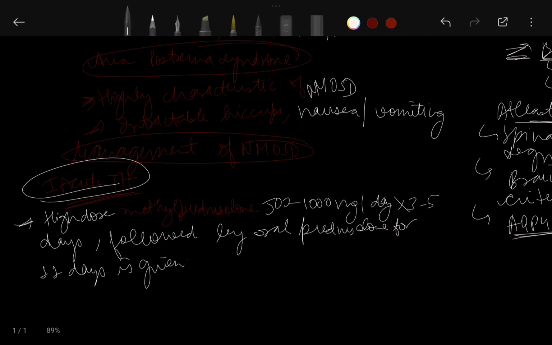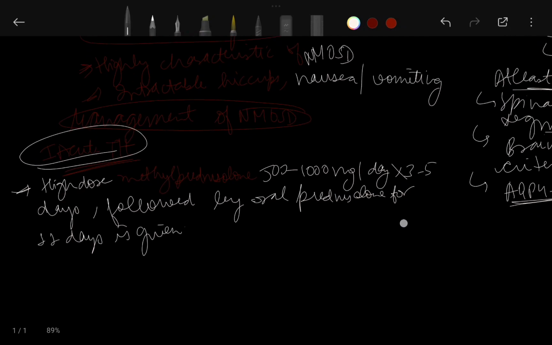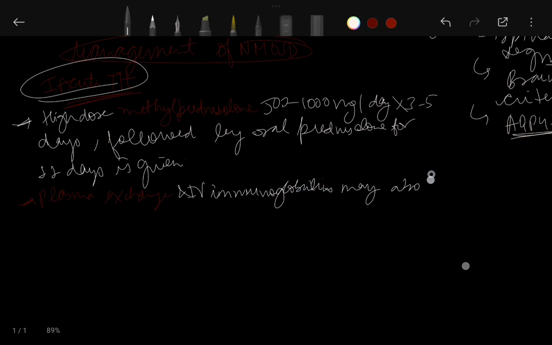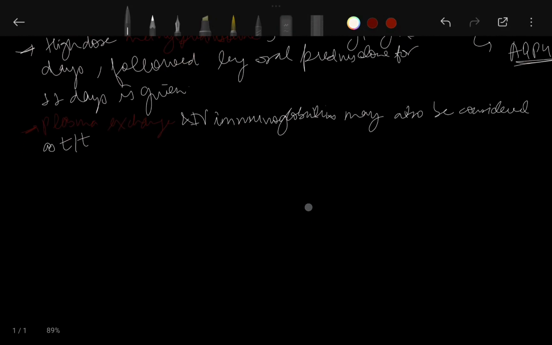High dose methylprednisolone is the acute treatment of NMOSD. It must be taken for 3 to 5 days, followed by oral prednisolone for 11 days. After that, plasma exchange and IV immunoglobulins may also be considered as treatment. After that, relapse prevention.